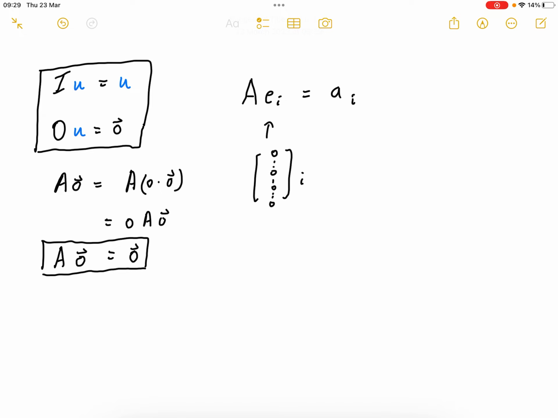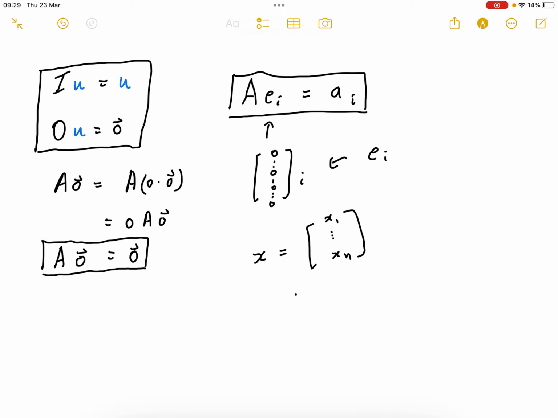Basically any vector can be written out in terms of these e_i's. So x, for example, if x was x1 all the way up to xn, then we can also write that as the sum x1 e1 all the way up to xn en.